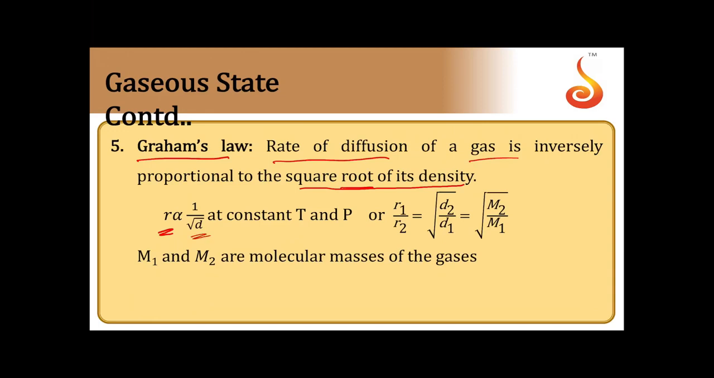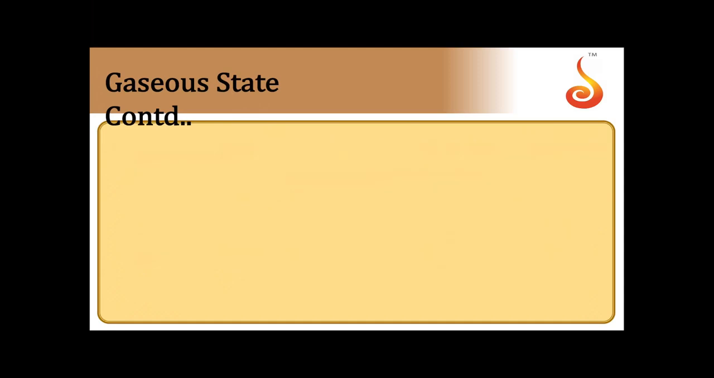Mathematically, when comparing two different gases, R1/R2 = square root of d2/d1, which is also equal to square root of M2/M1. Molar mass and density are related to each other. Let us see how. From the gas equation, PV = nRT, so PV = (W/M)RT, or PM = (W/V)RT, then PM = dRT.